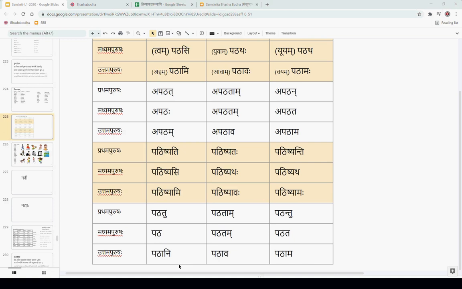If you like, you can also use Aham kim pathami, that is a general Vartamana Kala form, what will I read. But generally it is better to use this Lot Lakara form. Aham kim pathani, what should I read? Vayam kim pathama, what should we read?